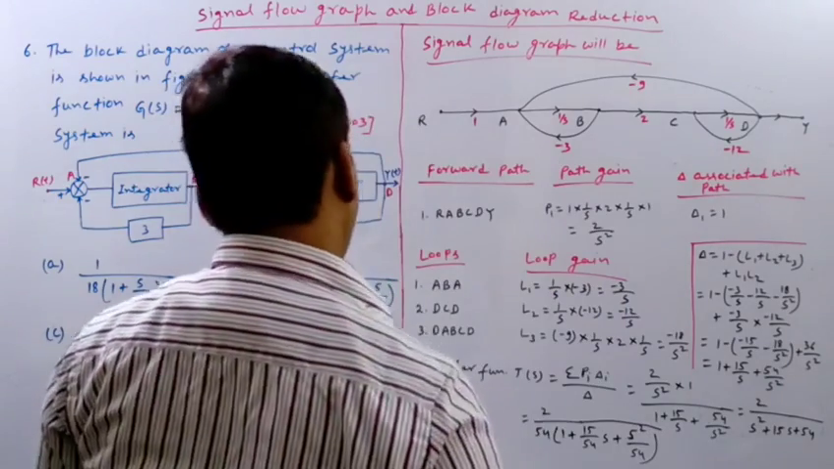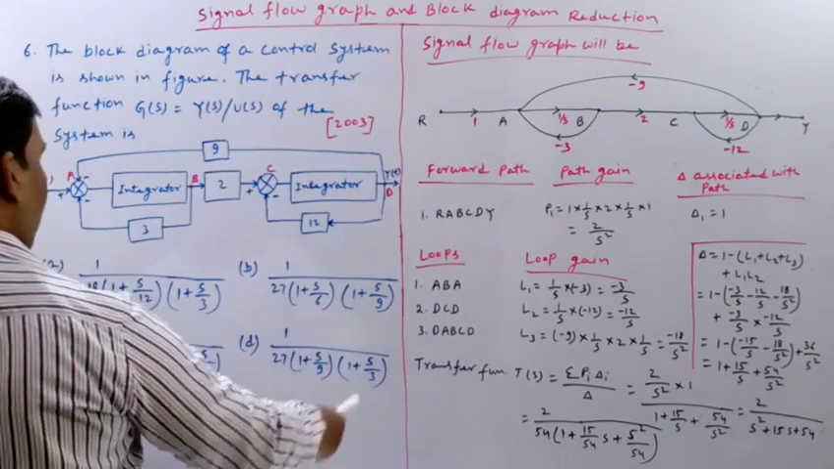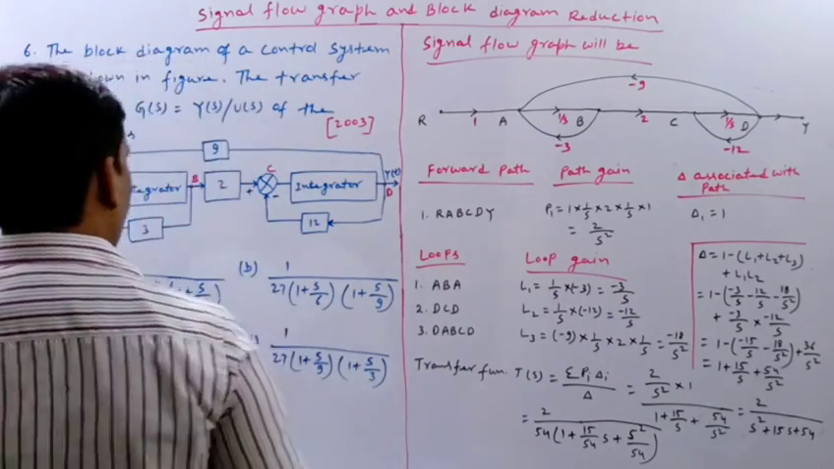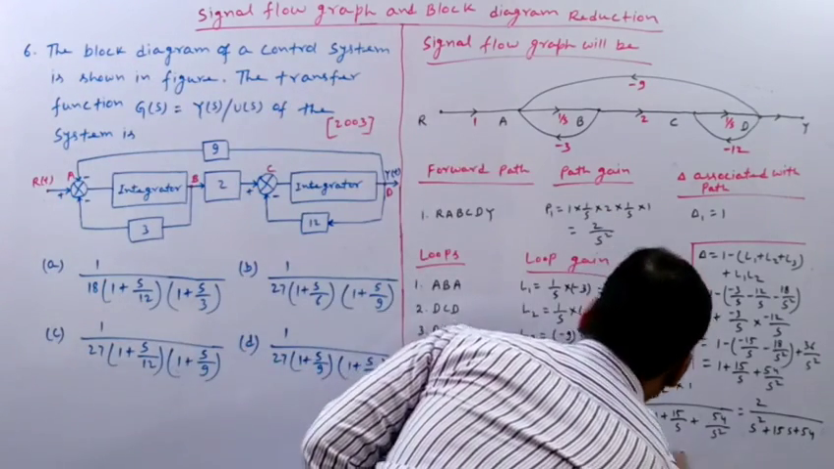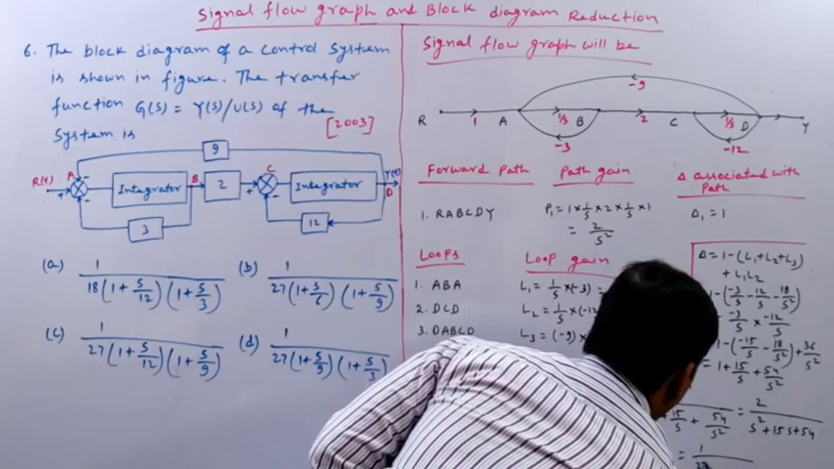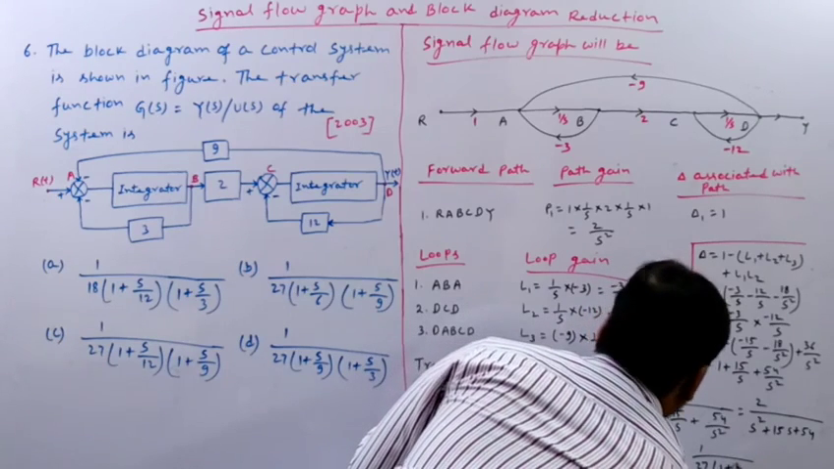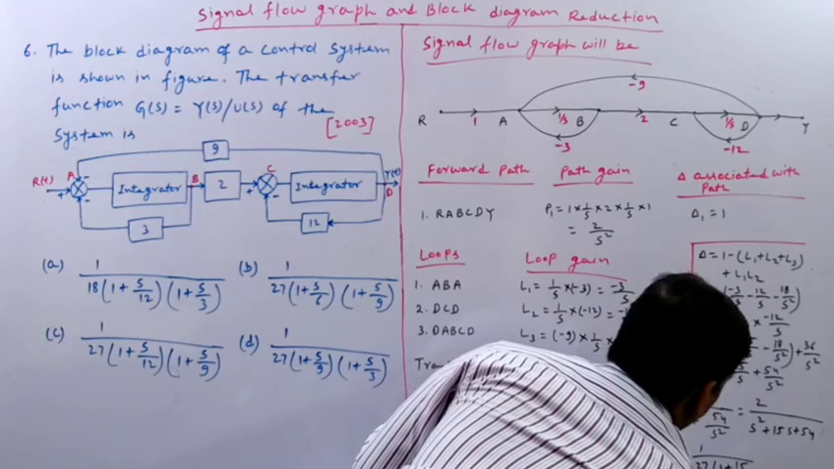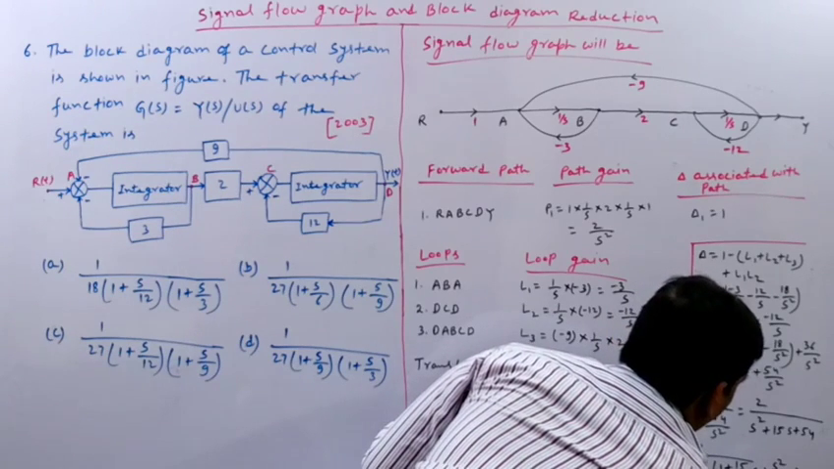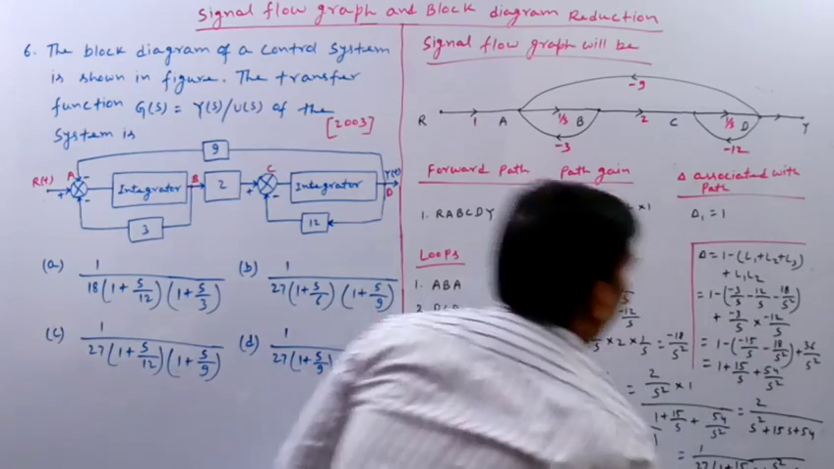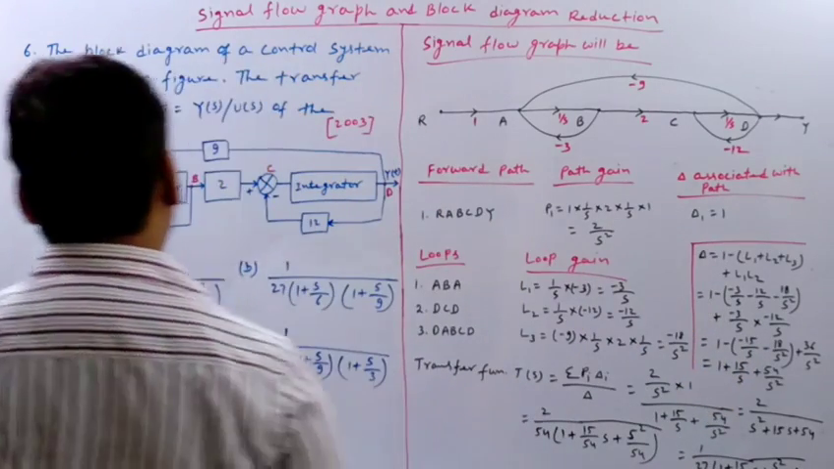So which of the given options are correct? 9 multiplied by, it will be nothing but 1 by 27 into 1 plus 15 by 54 s plus s square by 54. Okay, now which of the given options are correct?